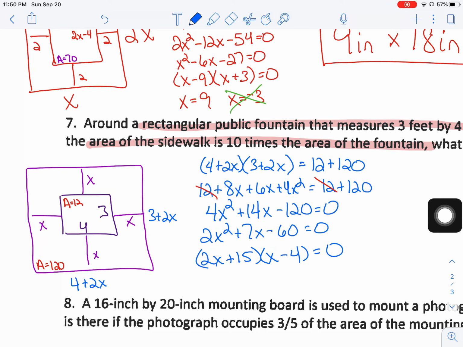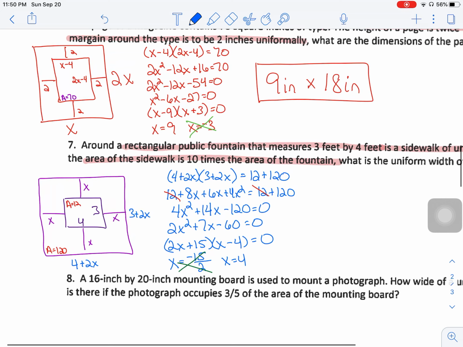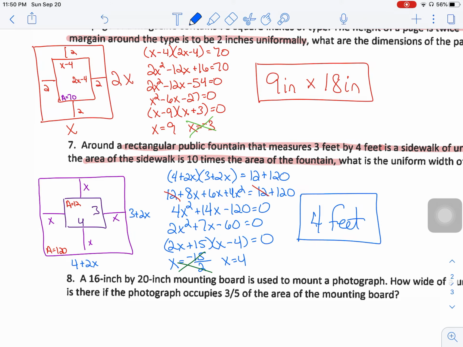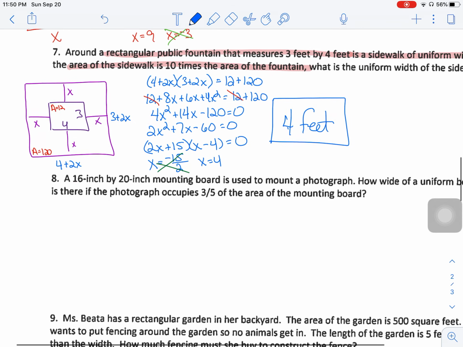All right. So this is going to get me x is equal to negative 15 over 2, and x is equal to 4. Only one of those makes sense. I don't know of any sidewalk that would be measured as negative 15 over 2 anythings. So what is the uniform width of the sidewalk? That would be 4 feet. All right, I'm going to go ahead and move on to number 8 here. Again, fast forward to the end if you want to just see the answer part of it.